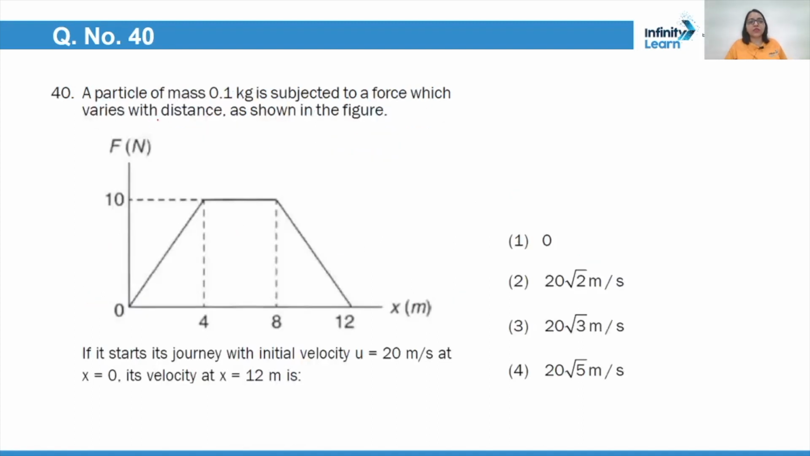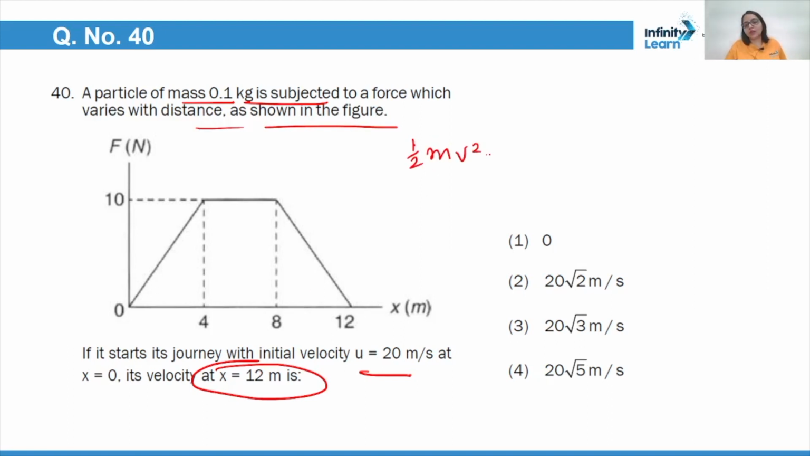Question number 40. We have a particle of mass 0.1 kilogram subjected to a force which varies with distance as shown in the figure. Initial velocity is 20 meter per second. What is the velocity at 12 meter? So by applying the work energy theorem, you can write the change in kinetic energy, half mv square minus half mu square, is equal to work done. So the area of the F versus x graph will be the work done, which is half.